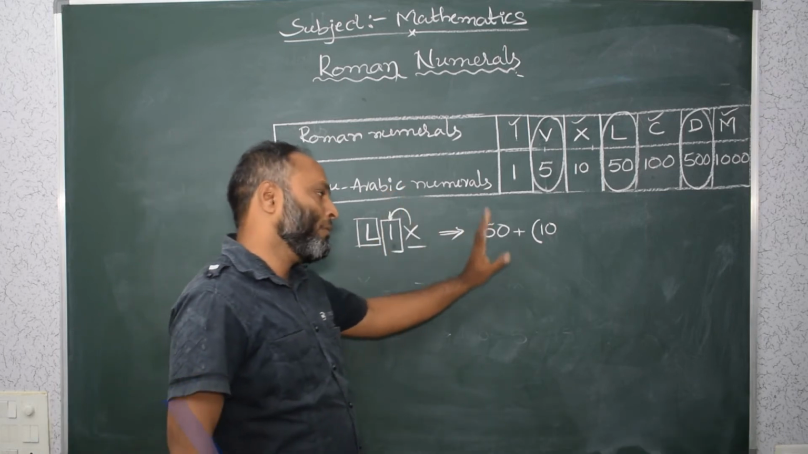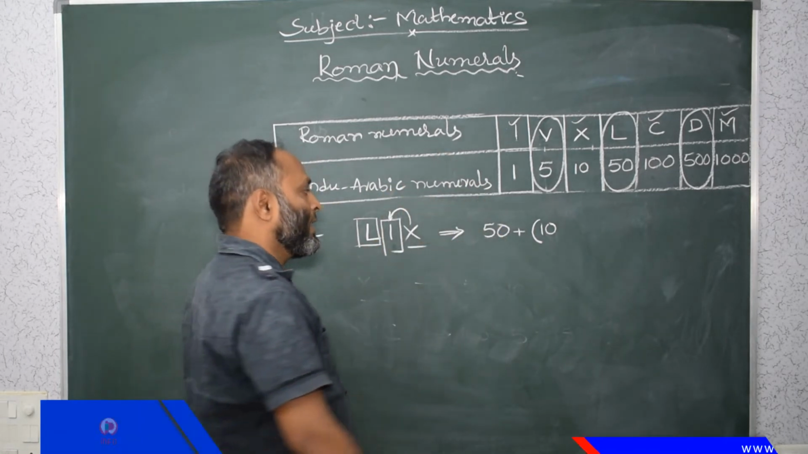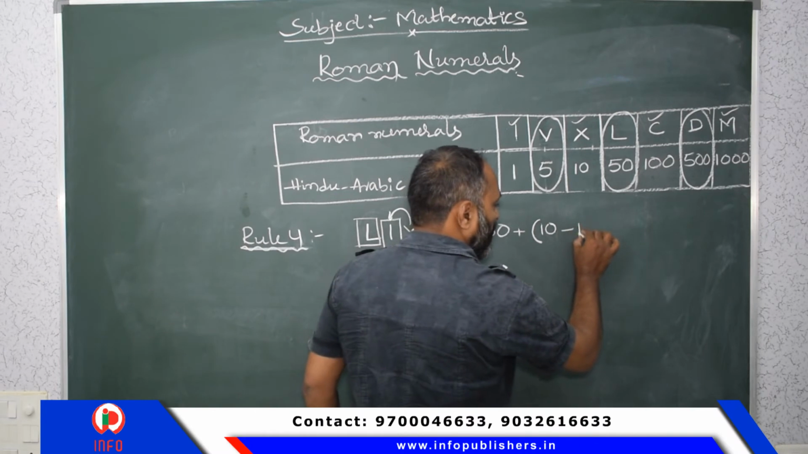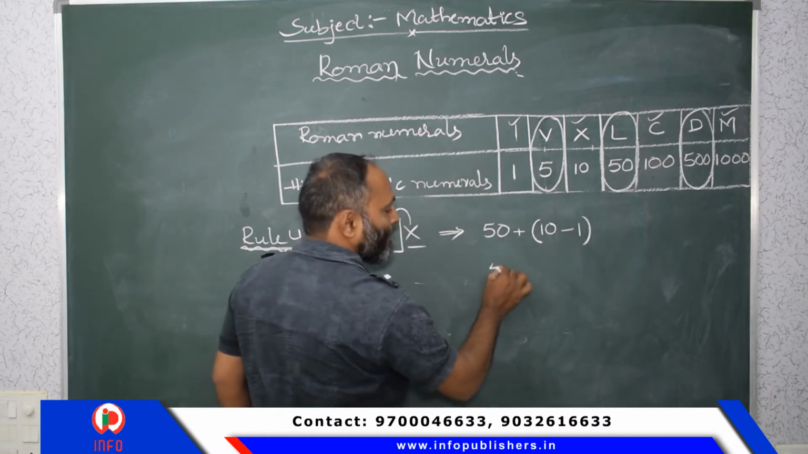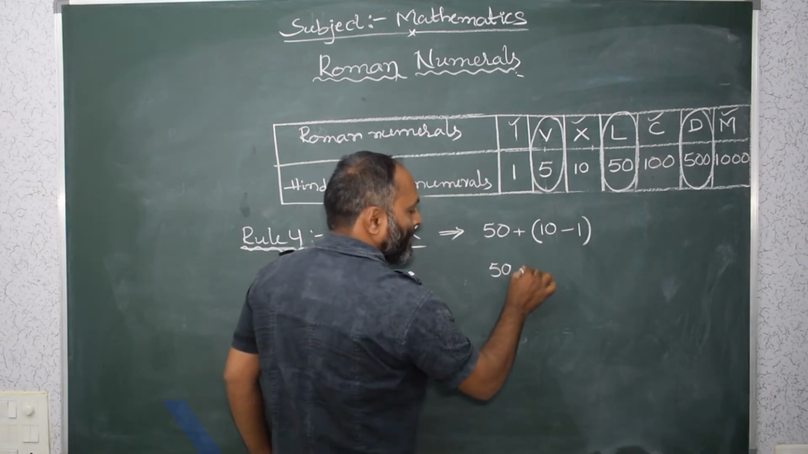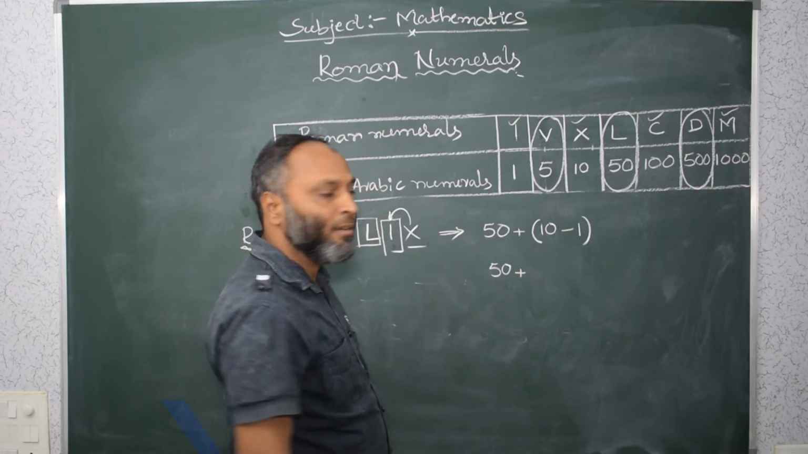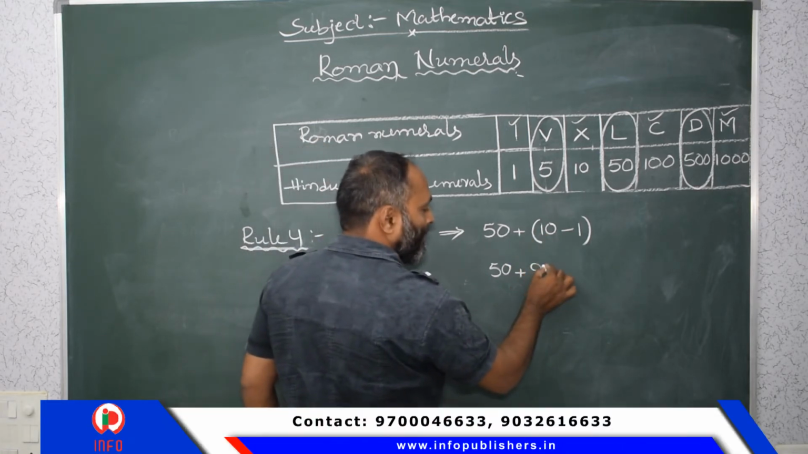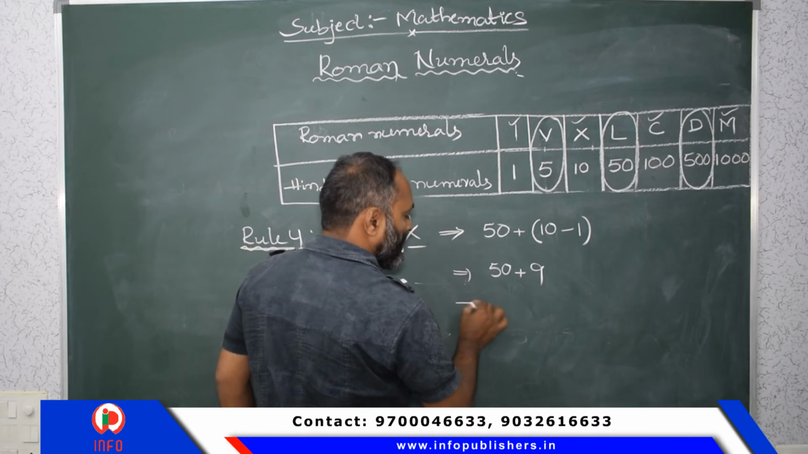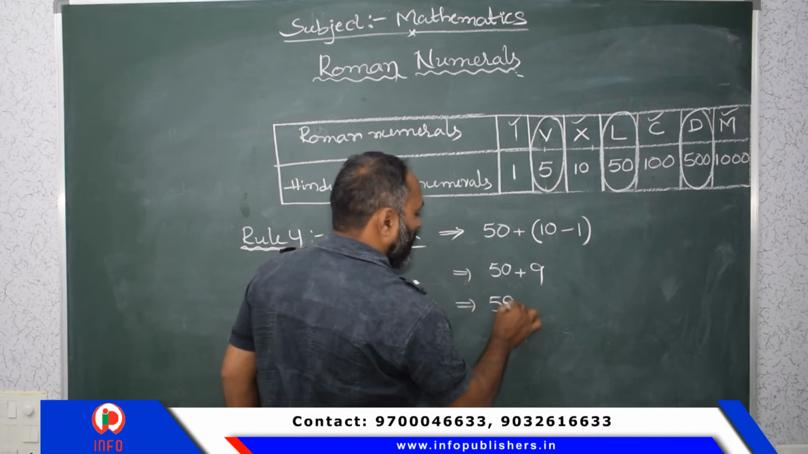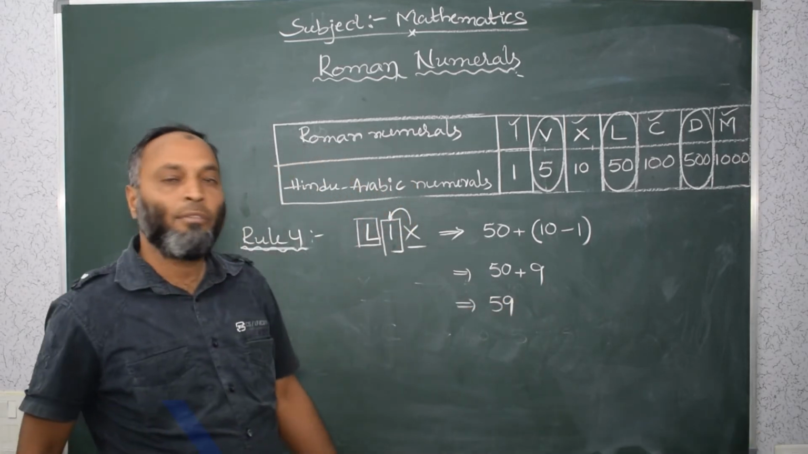Here also we have to follow the same condition. So 10 minus 1. Then this 50 as it is, plus 10 minus 1. 10 minus 1 is 9. So this is the representation of 59.